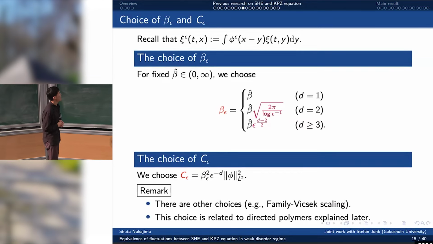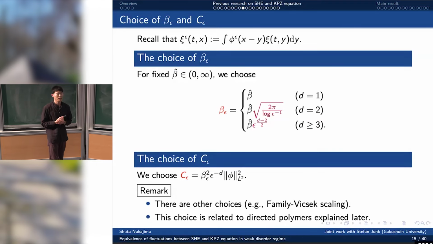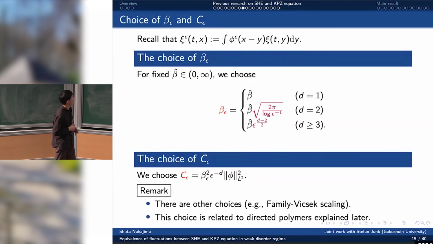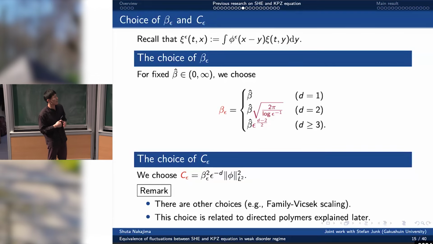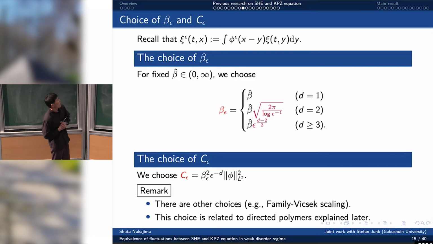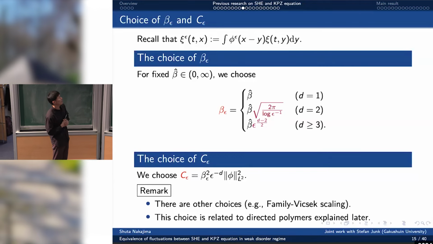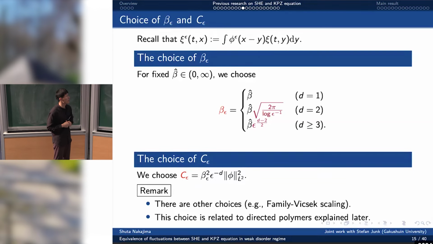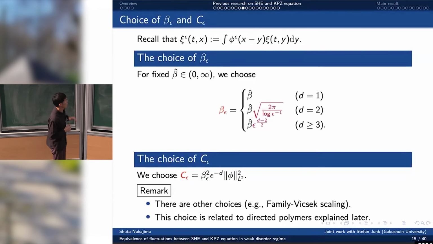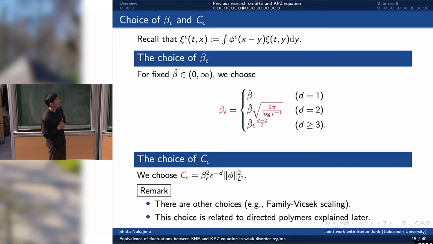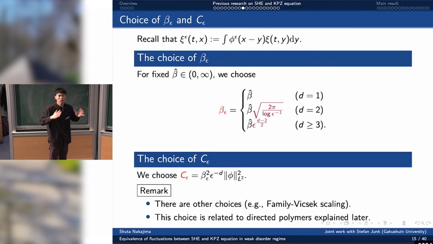Then you can ask yourself why we take these scalings. I want to tell you two reasons. First, this is the only scaling that has succeeded in mathematics so far, if you consider two and higher dimensional KPZ equation. Second, with this choice of parameters, the model KPZ equation is naturally related to directed polymers. That's why we choose this. There are other choices of parameters that physicists suggest, such as Feynman-Kac scalings. So keep in mind that it's not a unique choice of scalings, but it's a kind of natural choice.